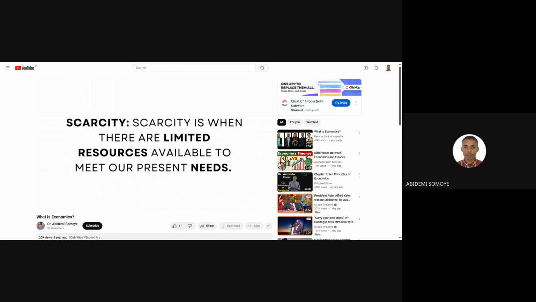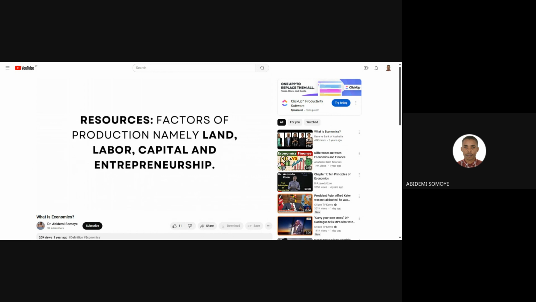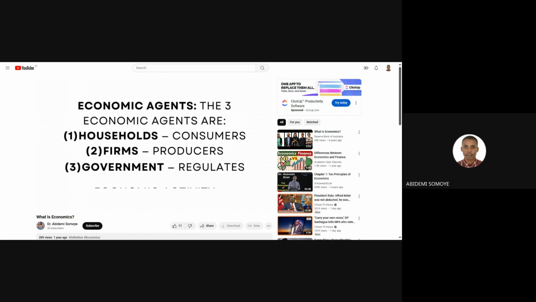What does scarcity mean? Scarcity is when there are limited resources available to meet our present unlimited needs or desires. What are resources? Resources here refers to the factors of production, namely land, labor, capital, and entrepreneurship. Each of these factors has its own rewards.